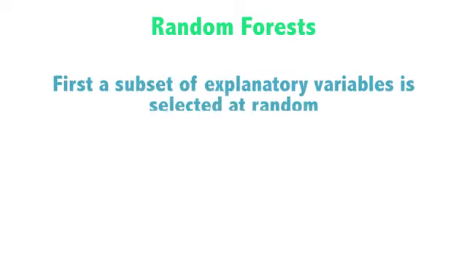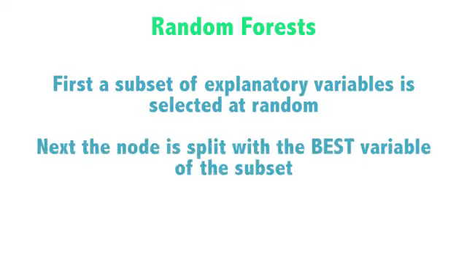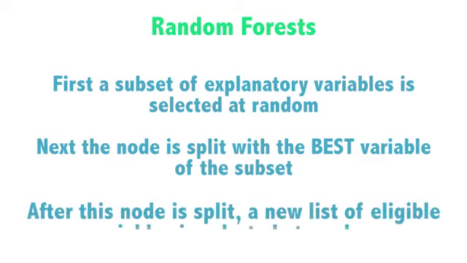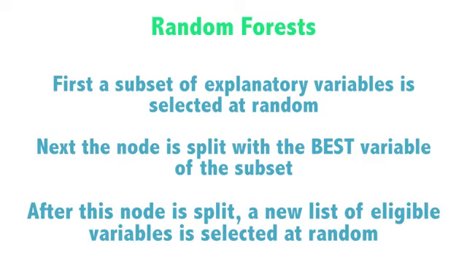That is, first a small subset of explanatory variables is selected at random. Next, the node is split with the best variable among the small number of randomly selected variables, not the best variable of all the variables, as is true when we are interested in creating only a single decision tree. Once the best variable from the eligible random subset of variables is used to split the node in question, a new list of eligible explanatory variables is selected at random to split on the next node.